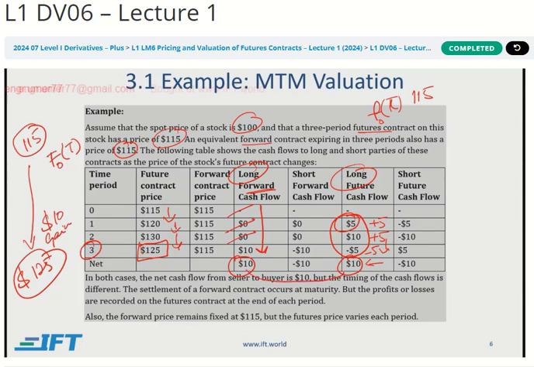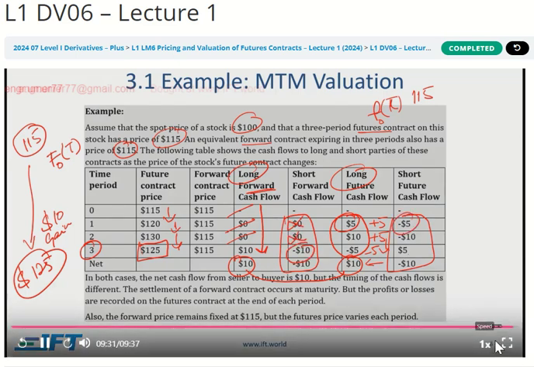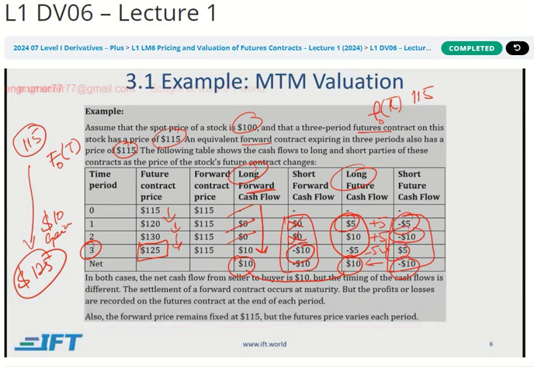It's just that the future comes there after having a daily adjustment, and the forward just comes directly to that point, right? And that can also be seen from the short party's perspective: the short forward has no adjustments in the middle, and directly comes to the -10, whereas the short future comes to the -10 going through -5, -5 and +5.